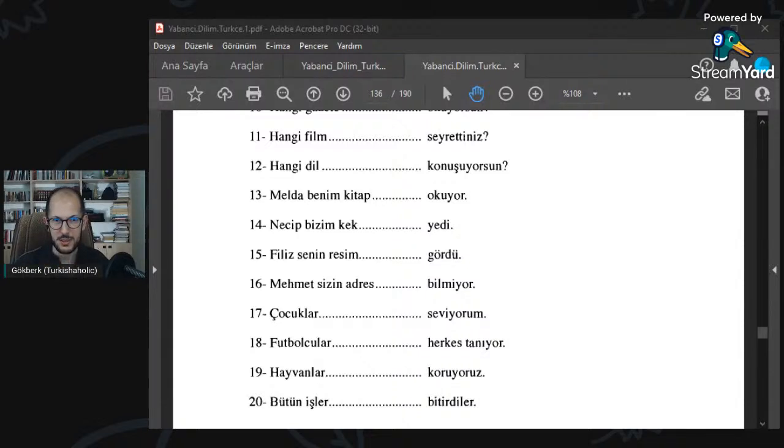So 11, good. What about 12? So we can maybe do the instrumental case next time. So for today, let's just finish this exercise. I think it will be a good practice for you. Then maybe, hopefully, on our next lessons, we can do the other topics.